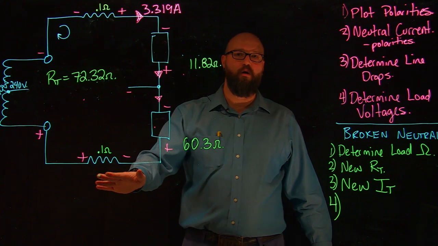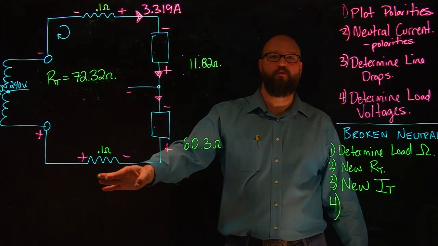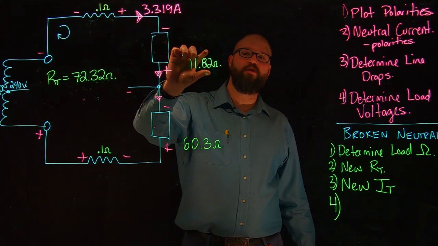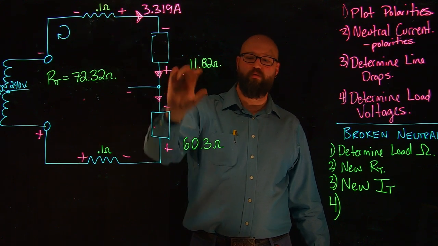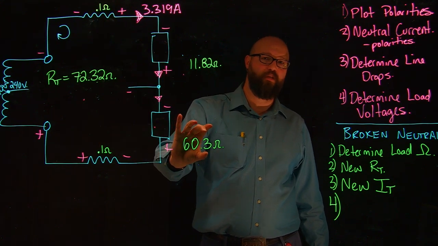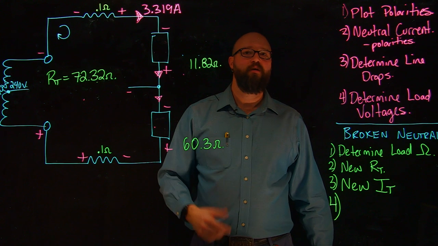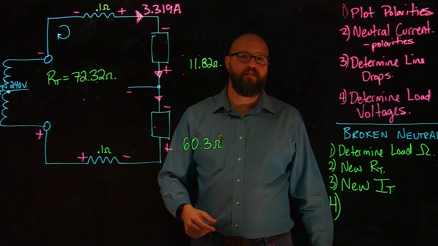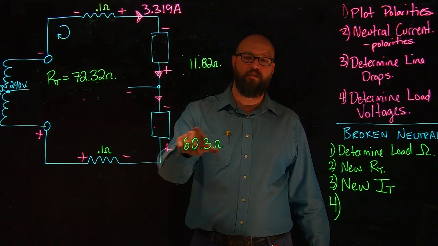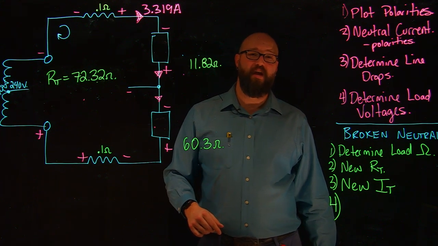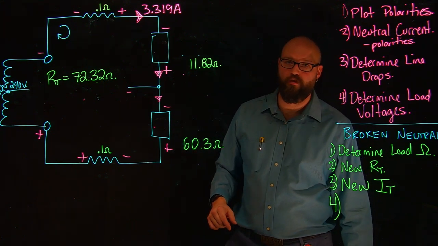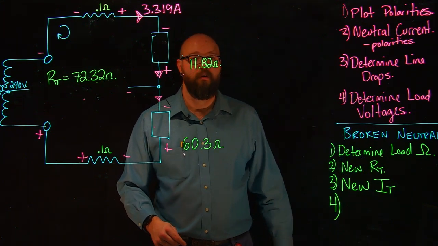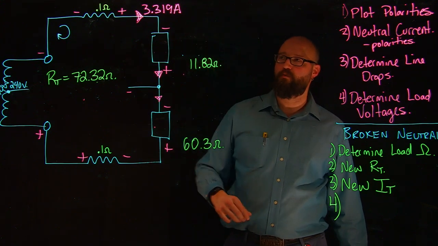0.1 ohms, those are pretty small. I'm probably not going to see a whole lot of voltage dropped across these. 11.82 is bigger than these ones, but with respect to this load, it's relatively small. So I can think about this and make an educated guess and say I'm going to assume that my 60.3 ohm load is going to have the highest value of voltage dropped across it after I do my calculations. Okay, so let's run the numbers and see.